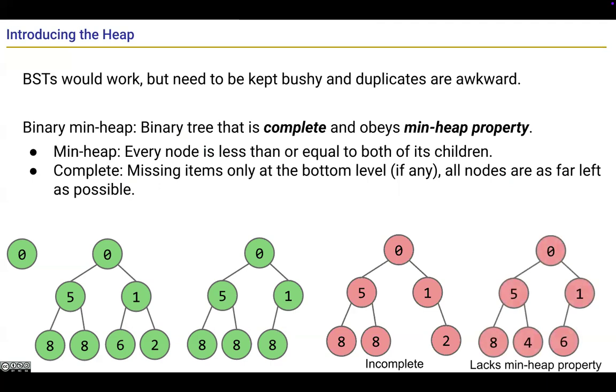How about this one? 4, 5. 5 is not less than 4, it lacks the min heap property. Okay, this one we call incomplete because that's just not in the right place. Even though I don't need to fill in that space with something else, it's incomplete because 2 should be on this side. Does that generally make sense?